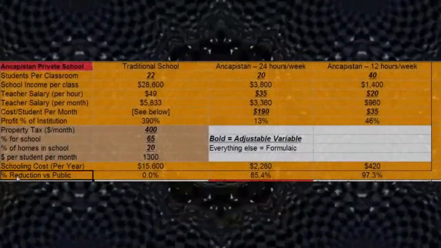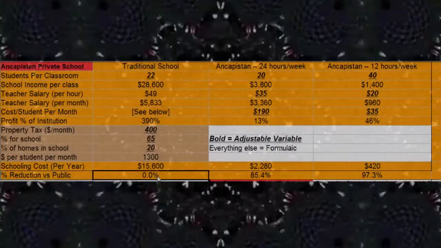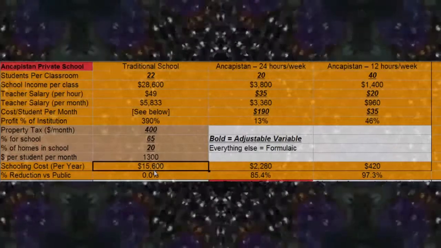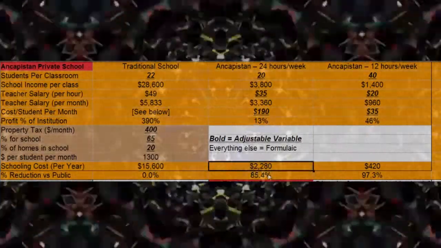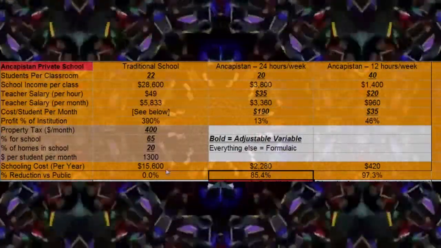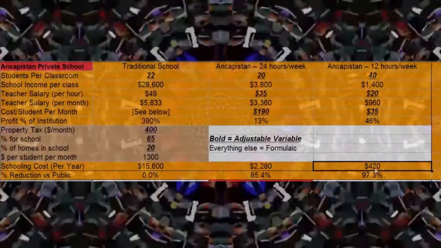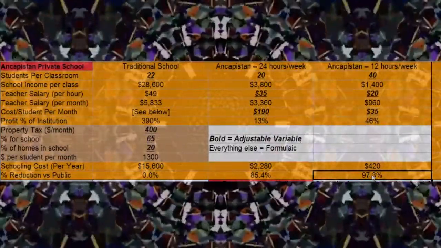Some quick bonus math for you all. I have this bottom part, percent reduction versus public. Obviously, you have a 0% because this equals 1. From 15,000 to 2,300 is an 85% reduction. And then from 15,000 to 420 is a 97% reduction.